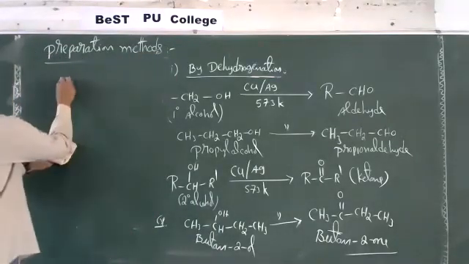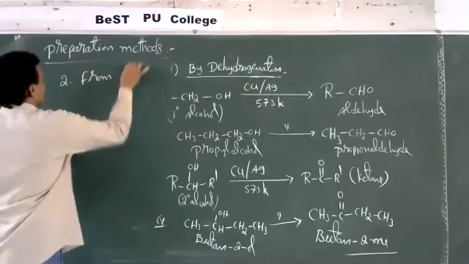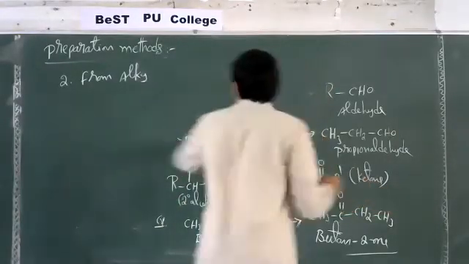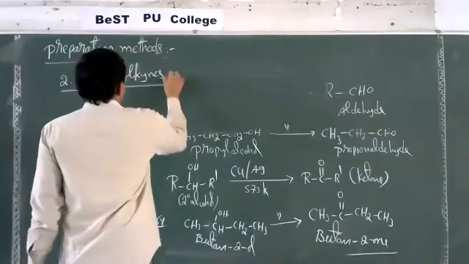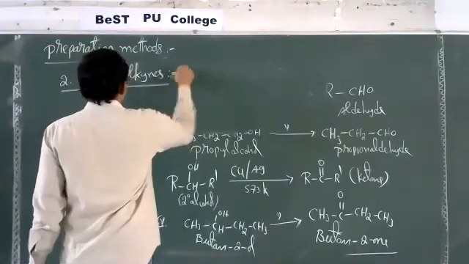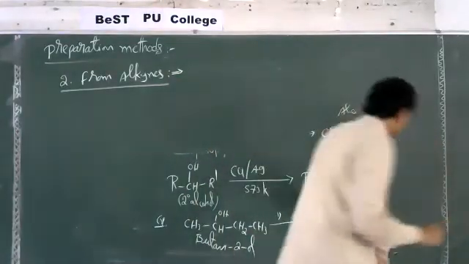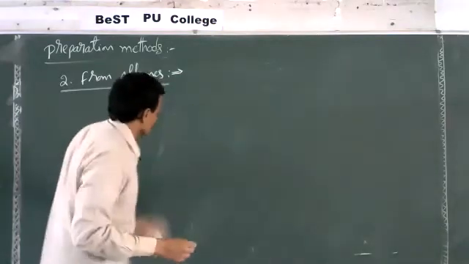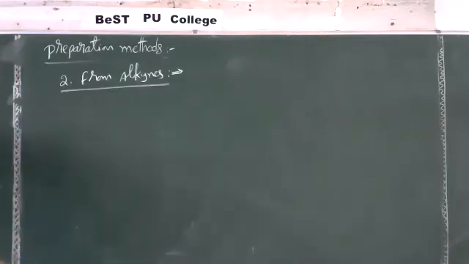Now I'll go for the second one, from alkenes. From alkenes also we can produce it, but we will discuss that in the next class. Now let us see from alkynes how to produce. It will take more time for alkenes. In today's class we'll discuss this part.